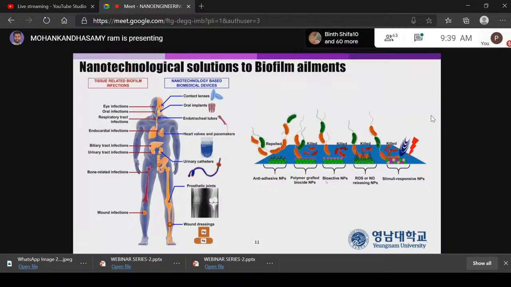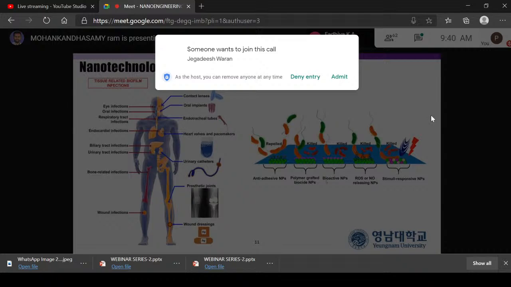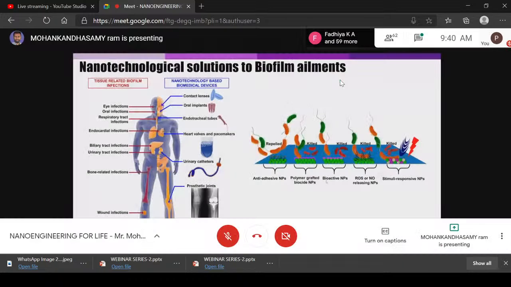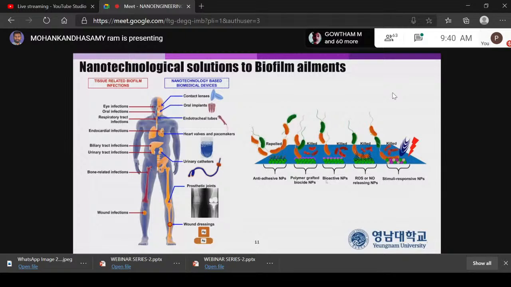Next one, polymer grafted biocidal nanoparticles. These nanoparticles are created from polymers and can be attached with some active compounds, and they will be active against bacteria, using bioactive nanoparticles with highly potent antimicrobial peptides or other biofilm inhibiting agents, so that they can kill the biofilm forming bacteria. And the other types are reactive oxygen species or nitric oxide releasing nanoparticles. These are smart nanomaterials which could kill the bacteria on surfaces.